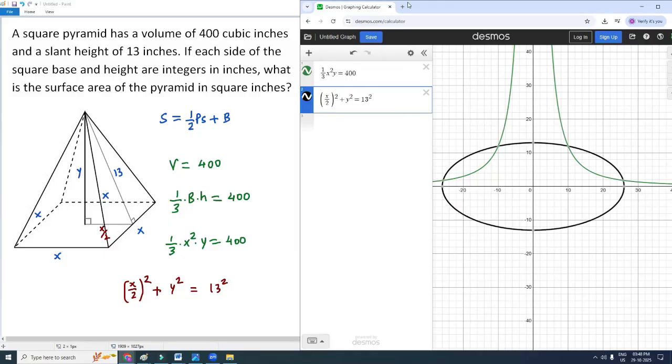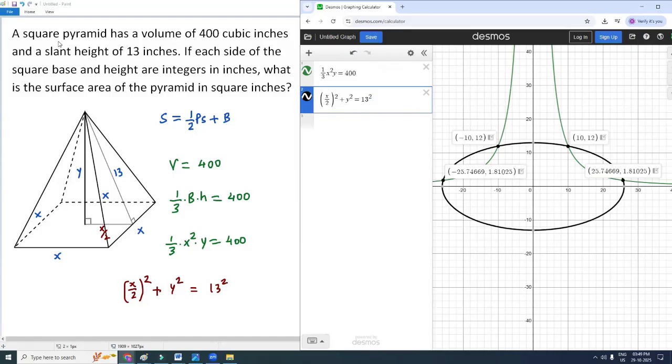Now I got graphs for both the equations, and as I said earlier, our aim is to get the value of x, which gives the length of each side of the square base. To get the value of x, we have to consider the points of intersection of the two graphs. Here we have a point of intersection, and here, and here, and here.